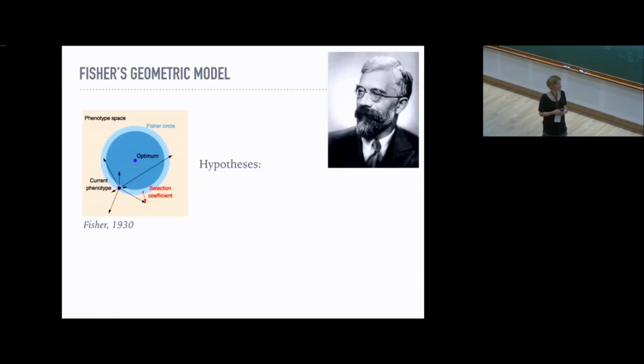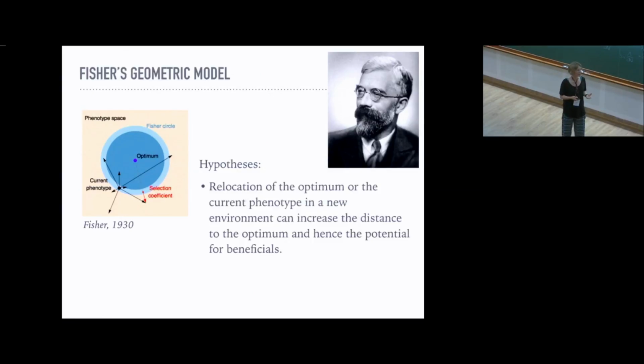And so two of the hypotheses that you can derive from Fisher's geometric model are, firstly, that if you change the environment, what's probably going to happen is that you relocate the optimum. So you basically change the fitness landscape, and that gets back to some of your questions already. Changing the environment will change the fitness landscape, and if the environment is unknown to that population, it's very likely that the optimum is now further away than it used to be. And if it's further away, as I've already mentioned, then this circle here will become bigger, and so there's a higher potential for beneficial mutations to appear.